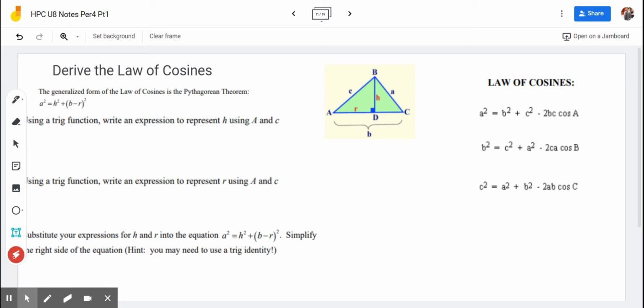If we're looking from angle A, and we need to have h and c there, it looks like we're going to have to use the sine function. So let's do this first: sine of A is equal to h over c. Then when we solve for h, you'll have h is equal to c times sine of A.